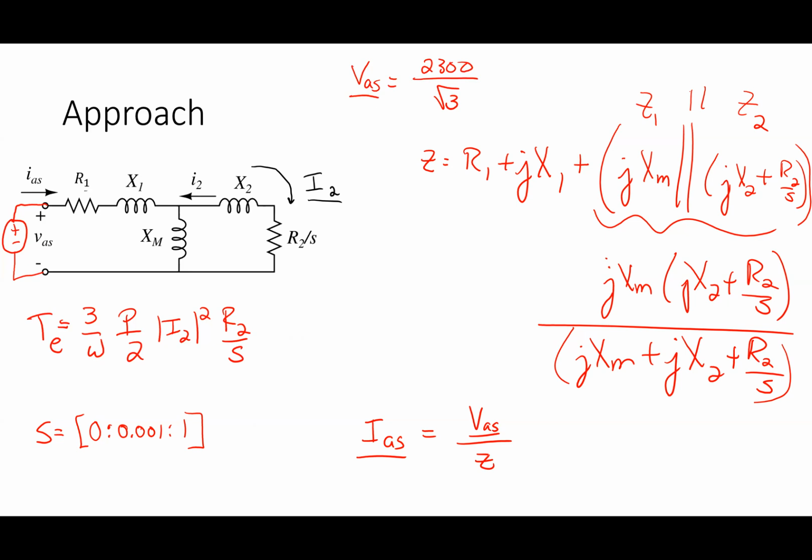So how could I get that? Current dividers. Current divider is the easiest way for me to think of it. If I know what IAS is, I have that current dividing between XM and that branch. I'll let you go into the current divider relationship to remember that, but that's what I would recommend. Use the current divider relationship to figure out I2.